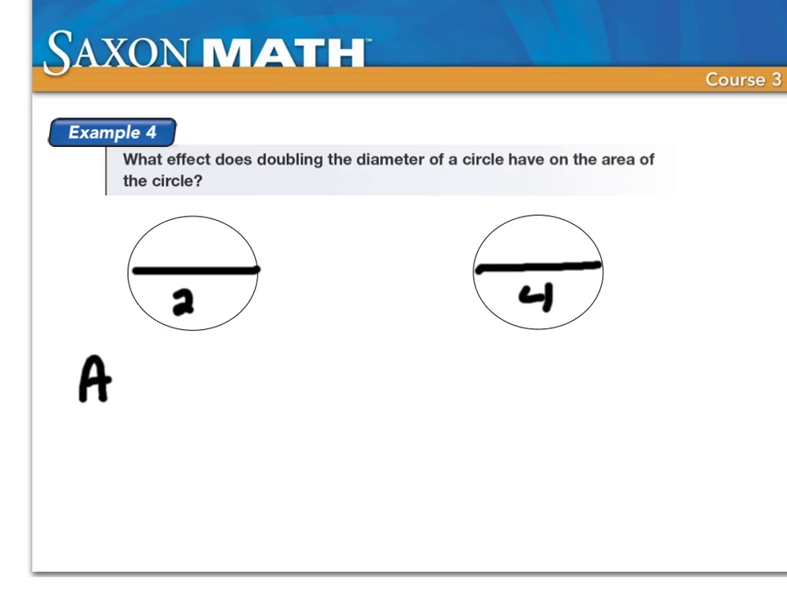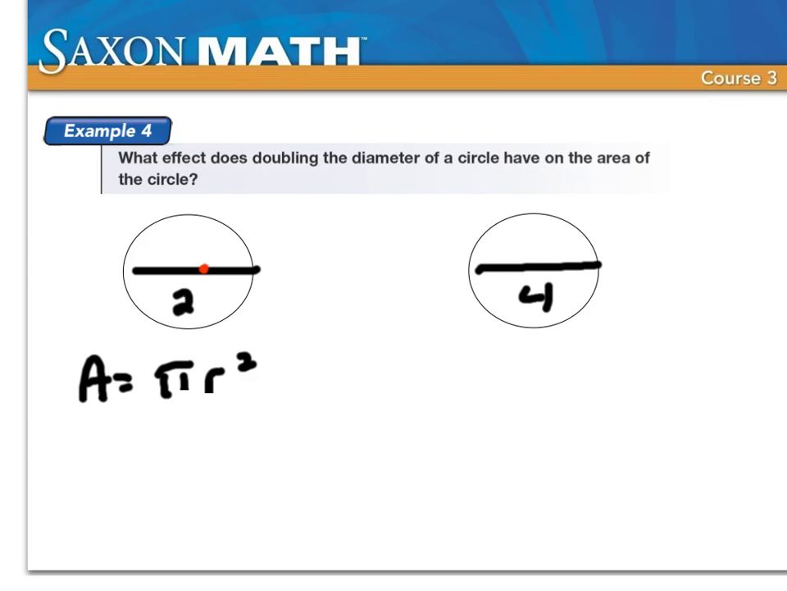Well, we know the area is pi times r squared. So we need to know how much the radius is. Well, if the diameter is 2, then that means my radius of the circle has to be 1. Okay, we need the radius. That means the radius of this circle has to be 2, because the radius is always half the diameter. So when we plug these into the formula, we're going to make sure we use the radius and not the diameter, because that's what the formula asks for.